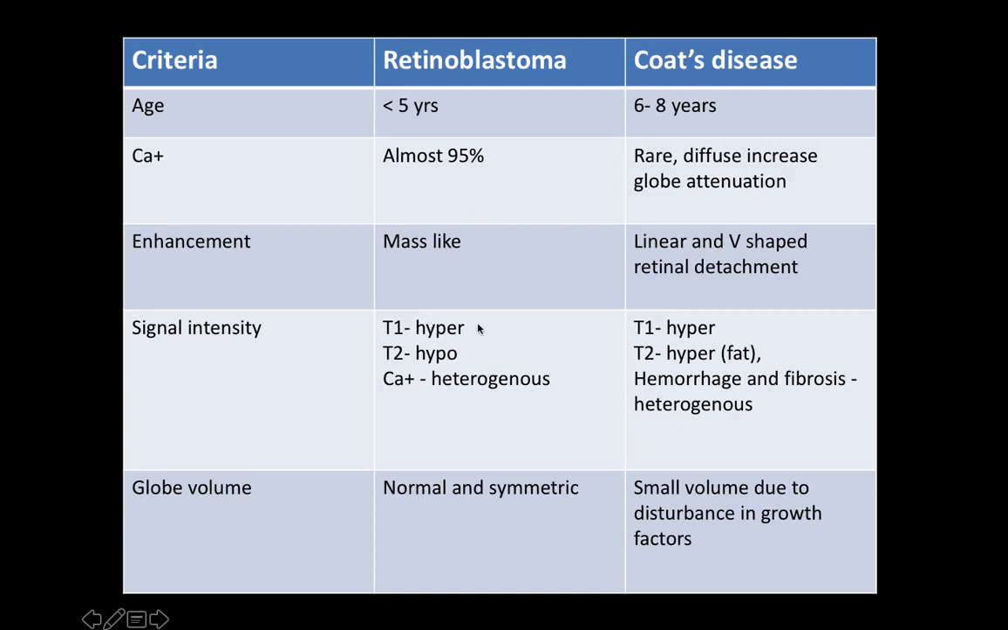And signal intensity of retinoblastoma will be T1 hyper, T2 hypo, and because of calcification, everything appears heterogeneous. As compared to Coats disease, there will be presence of hemorrhage and fibrosis, and hence it will have more of a heterogeneous appearance. Also, the globe volume will be usually small in Coats disease.